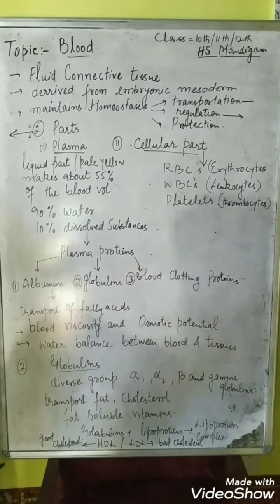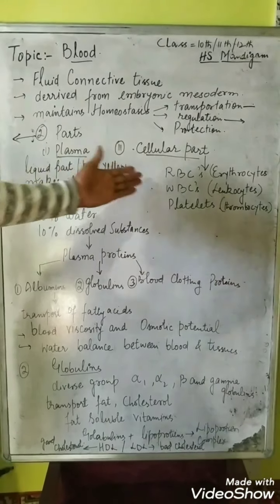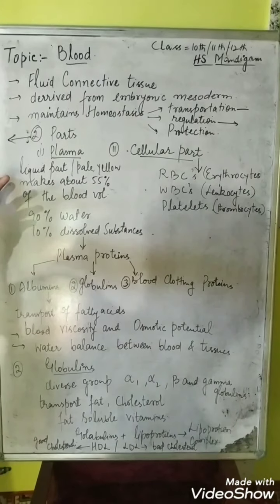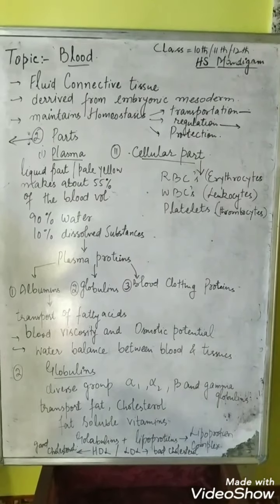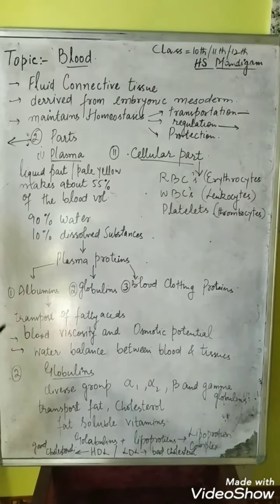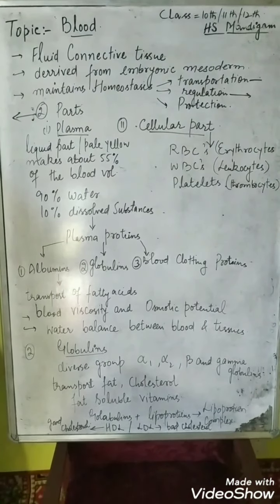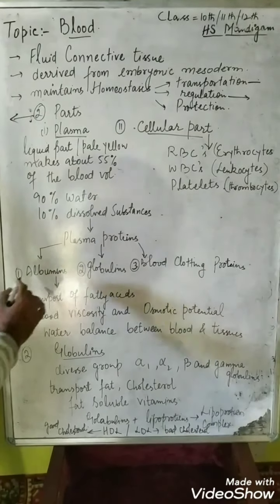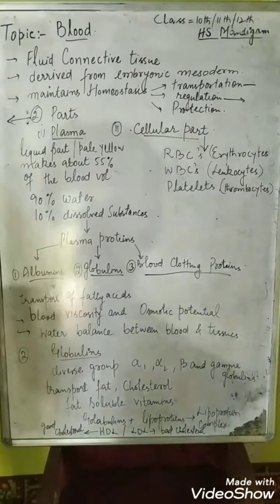Now, coming towards the plasma part. Plasma is the liquid part of the blood in which these cells keep floating. As I told you, it consists of around 90% water and 10% dissolved substances. Those 10% dissolved substances constitute plasma proteins. Mainly they are plasma proteins, and these proteins are albumins, globulins, and blood clotting proteins.